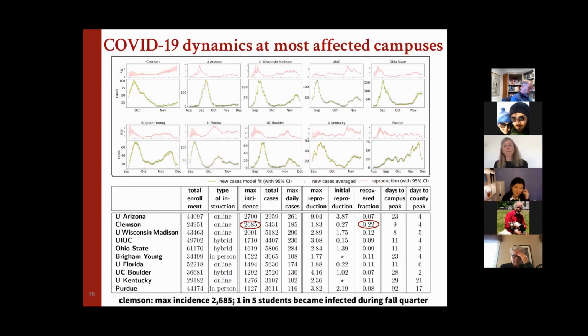Here's a plot of the campuses that we looked at, a total of 30. You can see in green the case numbers increasing and then decreasing again. In red on top, you see the reproduction number, and in the bottom, you see a table. I would like to direct you to the last 3 columns. The third to last column is the recovered fraction, and that means how many students actually had the disease throughout the fall quarter. Say Clemson has 0.22, which means 1 out of 5 students had become infected throughout the fall quarter. And then the last 2 columns are the days to campus peak from campus reopening and the days to county peak from campus peak.